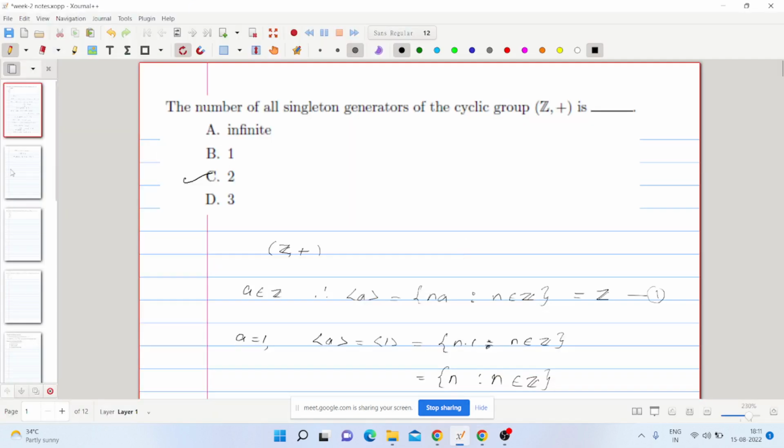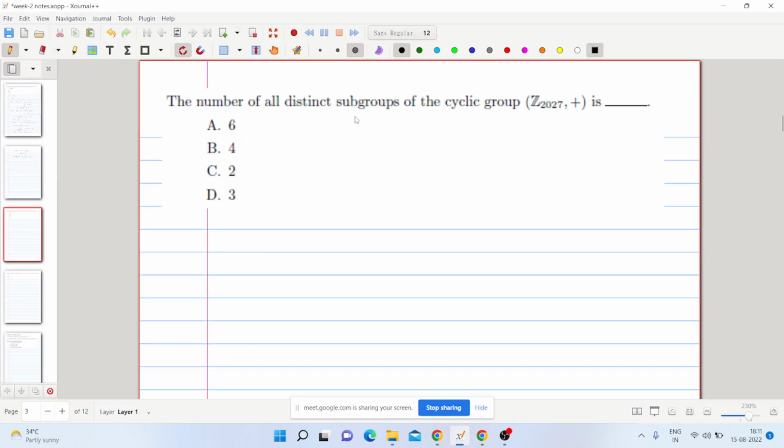Okay, now we will go to the next problem. Here we are given the group Z_2027 with addition, meaning addition modulo 2027. So this is the group. The question is about the distinct subgroups of the cyclic group. For a group, we can ensure two subgroups are there. What are the two subgroups for a group?